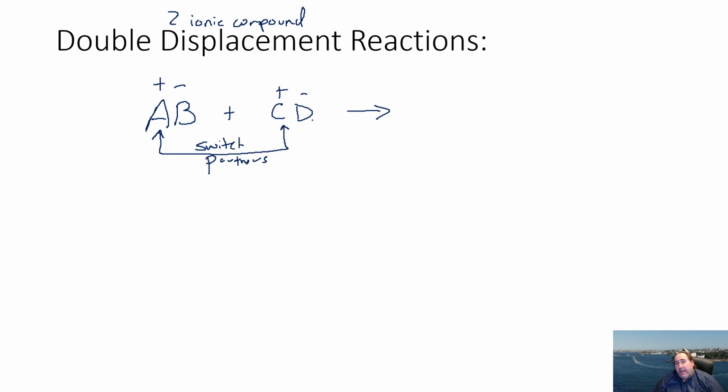So in this case, the A, which has a positive charge, will hook up with the D that has a negative charge. Remember, opposites attract, so two positives like A and C here can't come together. Two negatives like B and D cannot come together. It has to be a positive and a negative coming together. That would mean that our C would then hook up with our negative B, and we make two new ionic compounds here.